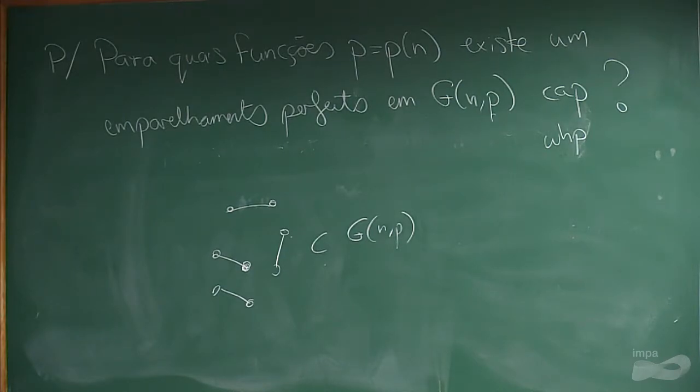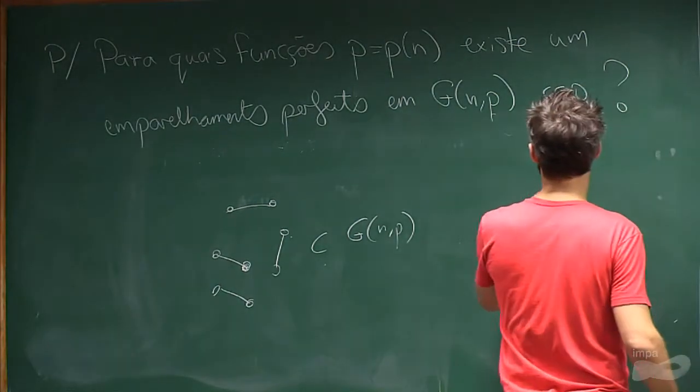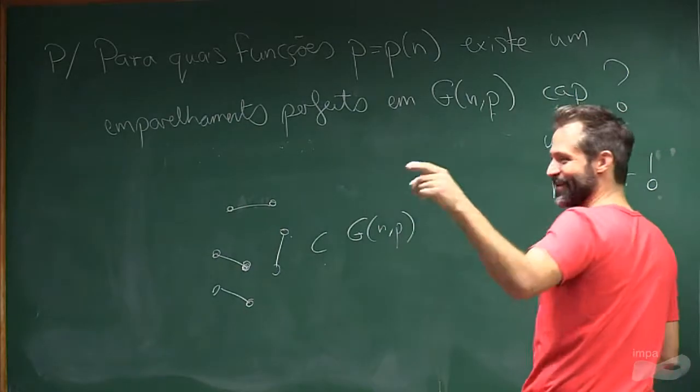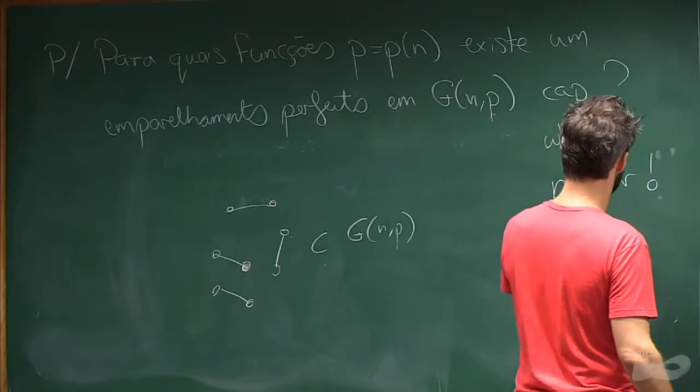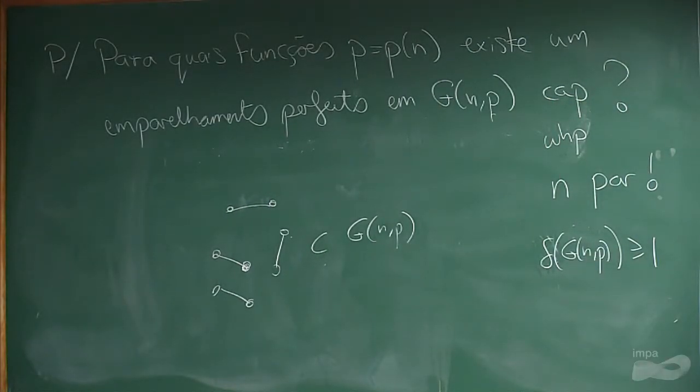So what's an obvious necessary condition? Yeah. Very good. There we go. The minimum degree of G(n,p) had better be at least 1. What is the threshold for the minimum degree of G to be at least 1? How large does P have to be? How would you try and figure it out?